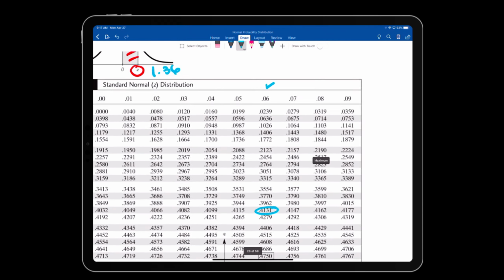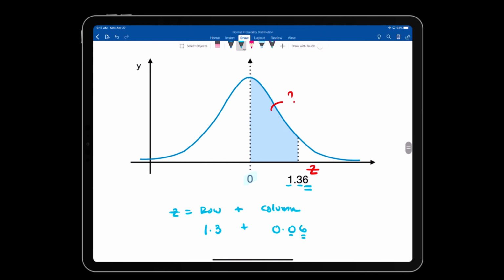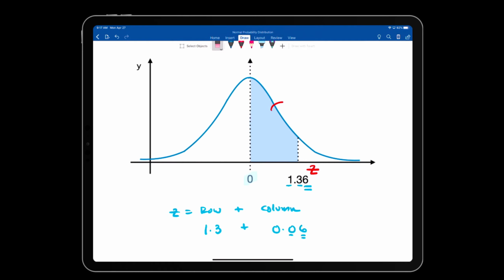What that means here is we can replace this with 0.4131, which really means 41.31% of the ballot is shaded here. Okay, because this is the decimal representation. So we found from 0 to Z, Z being 1.36, about 41.31% of our ballot is shaded.